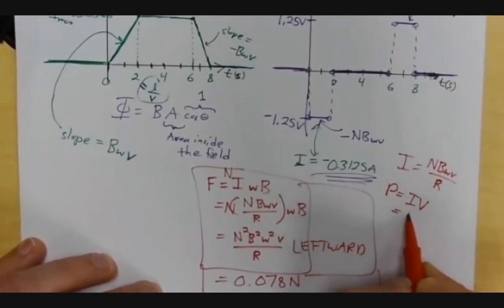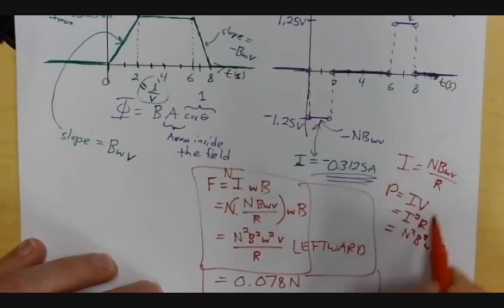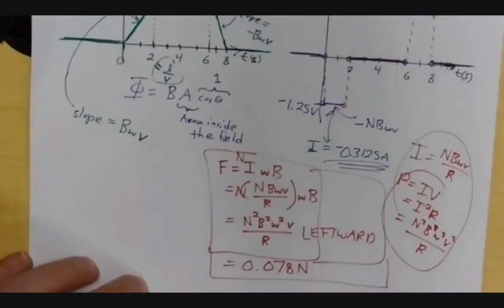And the power electrically, you could say it's IV. You could say it's I squared R. And I squared R would be N squared, B squared, W squared, V squared over R squared, times R over R. So basically that's a nice little confirmation that we found all the energy. It's really true that all the power inputted by the person keeping the object going at 10 centimeters per second is fully accounted for by the electrical power usage by the resistor.